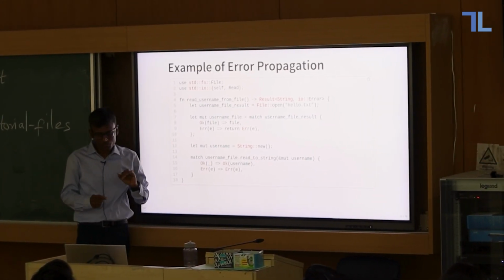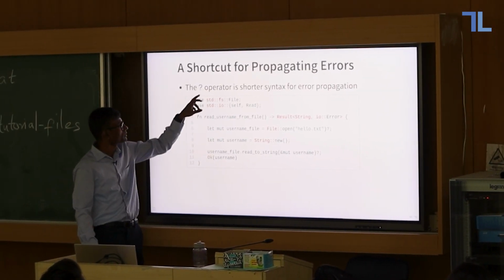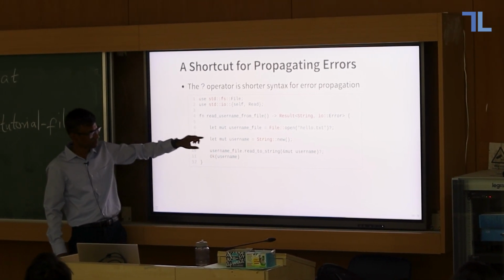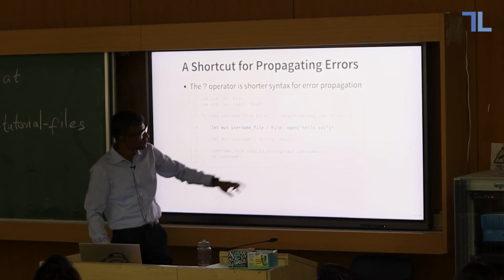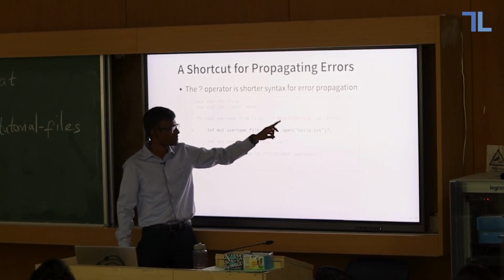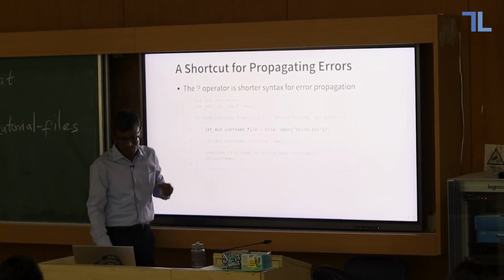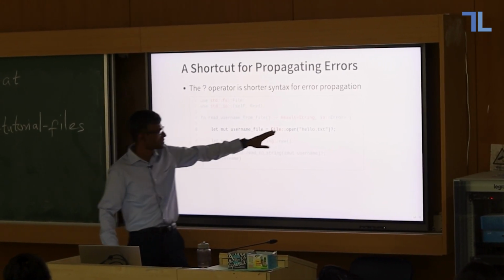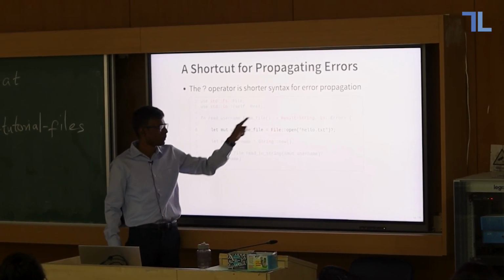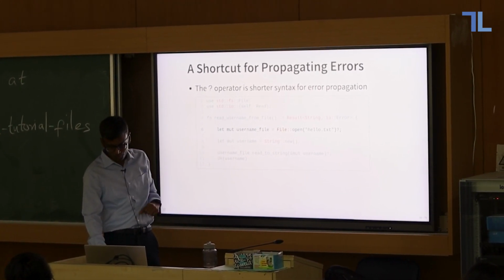So what Rust gives you is a shorter syntax for error propagation. It's called the question mark operator. So this is the same function as before. What has changed is I put a question mark at the end of this file open. The return value of this file open was some Result of string or IO error. So I put a question mark, and that has the same effect. If this errors, then it will immediately return the error. If it passes, then the username file will be populated with the actual file that is being opened.